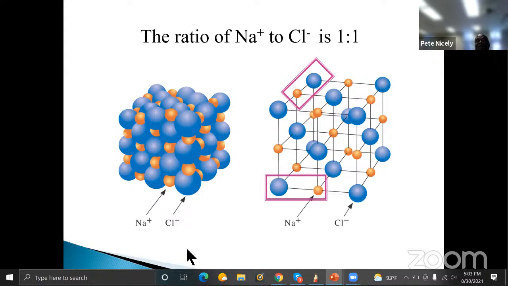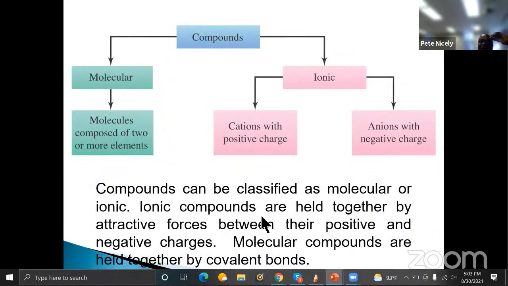So for every chloride ion, there's a sodium ion in the structure. Okay, so what we have done so far is talked about the different types of compounds. There are two types. You have molecular compounds and you have ionic compounds.